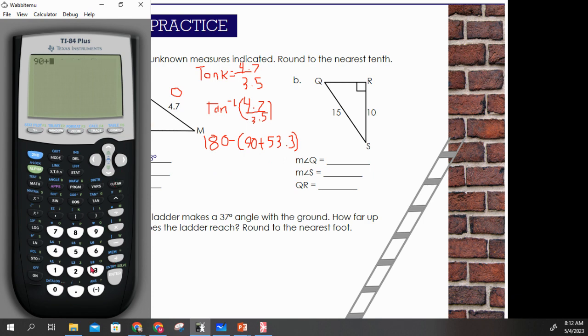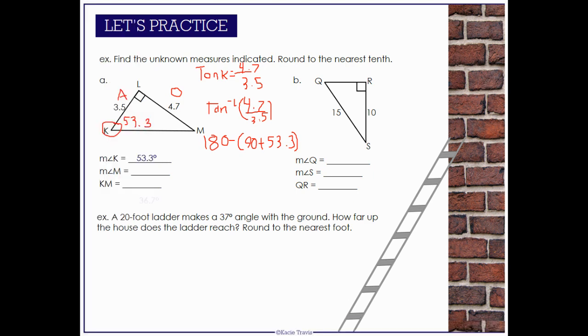90 plus 53.3. And then we are taking 180 and subtracting that answer. This is our other angle here, 36.7. So let's put that up there. 36.7, that's angle M. Now, last but not least, they want us to find the length of KM.